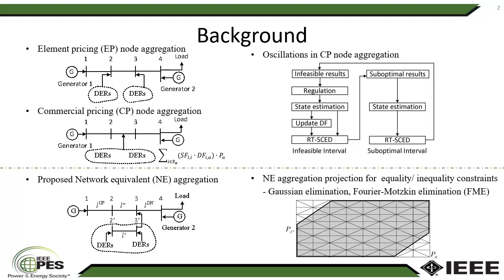Therefore, we propose a network equivalent aggregation, which is expected to quickly calculate the power flow and the network constraints. Firstly, choose a connection point of the aggregator and the system, as shown by node 3 in the figure. Then project the power flows, the constraints, and the bidding curves of the other DERs in the aggregator to node 3. To be clear, the equality constraints are projected by Gaussian elimination, and the inequality constraints are projected by FME.